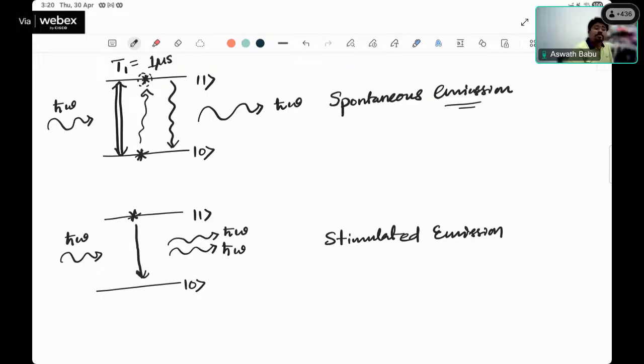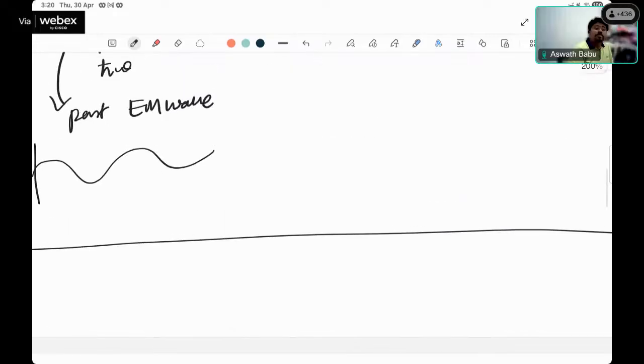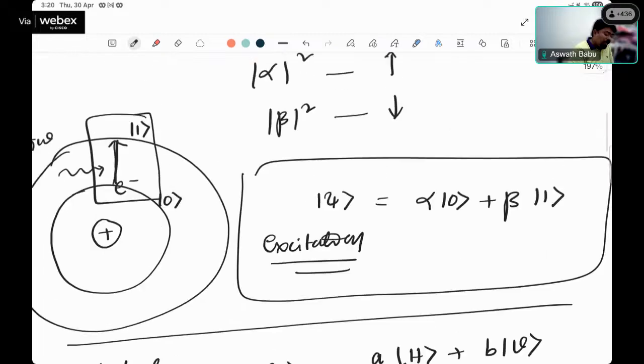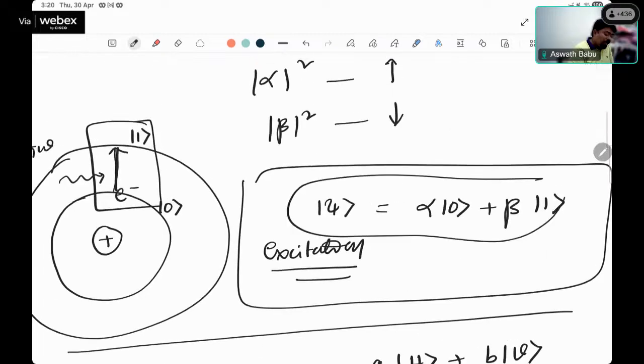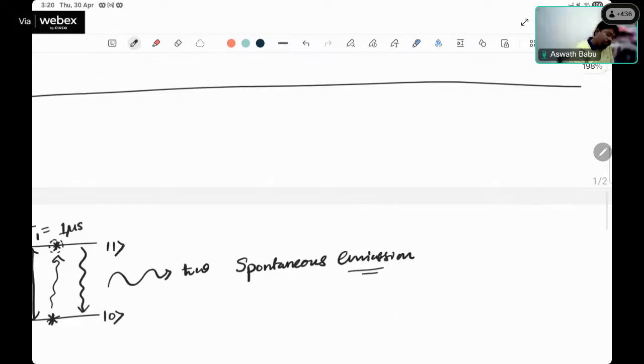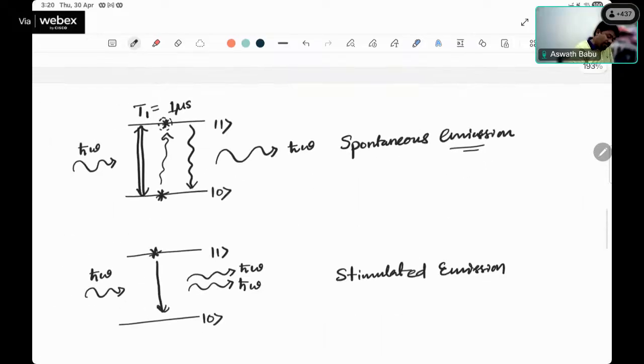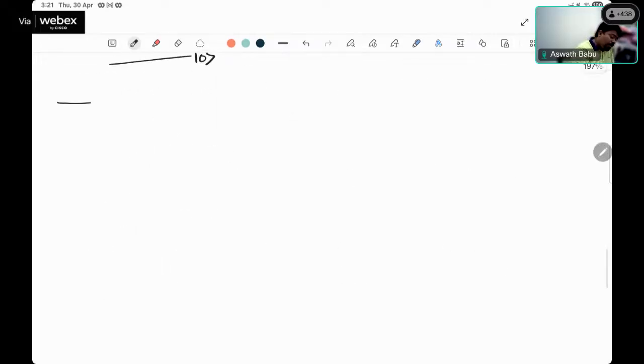Now, what I want is for the system to become a superposition, to exist in both states simultaneously. But when I excite the electron by a photon, it goes there and stays there for 1 microsecond. If I send one more photon, it is forced to come down before 1 microsecond. This becomes stimulated emission. Now what I can do is place my incident photons 1 microsecond apart.